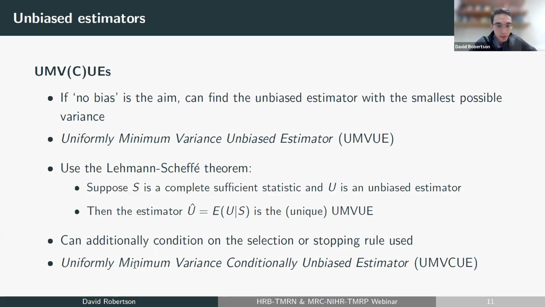You can additionally condition on the selection or stopping rule used. So this is the conditional perspective. In that case, we get a uniformly minimum variance conditionally unbiased estimator, or UMVCUE for short.